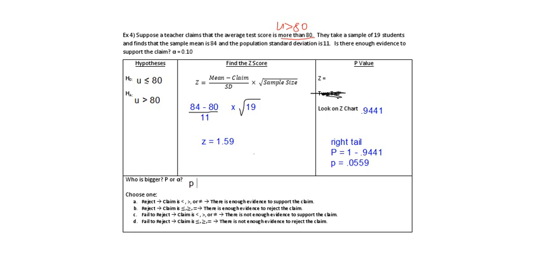So we know that p is equal to 0.0559 and alpha is 0.10. So this time it looks like alpha is the bigger number. And when alpha is bigger, that means we're going to reject. So it's either going to be A or B. The claim was greater than, so I'm going to go with A for that. Very good. All right, let's do one more example.